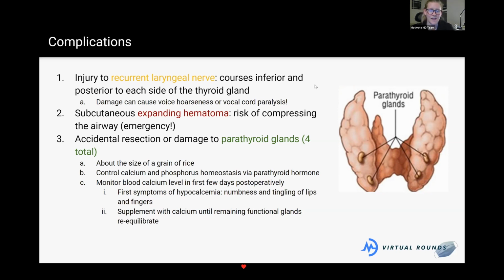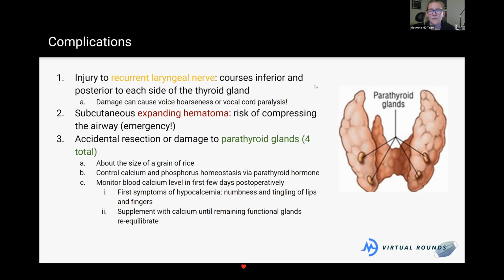But unless they have a parathyroid cancer, we want to leave them in because they still do a vital thing for our body. They are responsible for controlling calcium and phosphorus homeostasis. And so a common complication after a thyroidectomy is if you accidentally remove or damage one or more of these glands, then you can have hypocalcemia, or low blood calcium level, in the first couple of days after your operation.